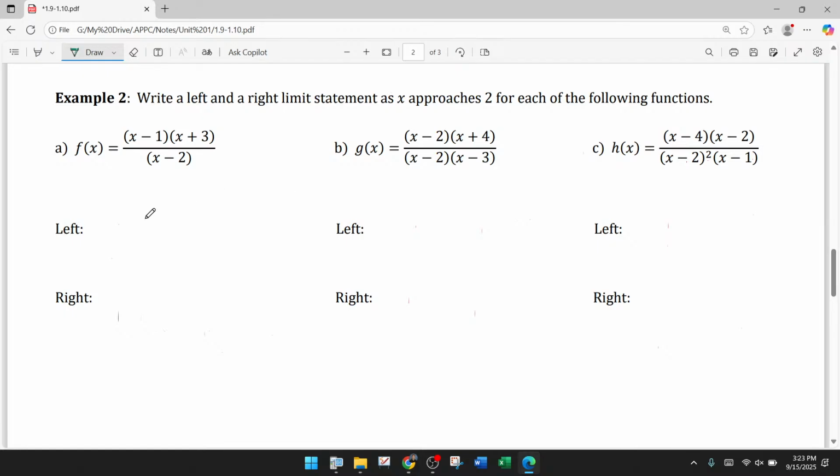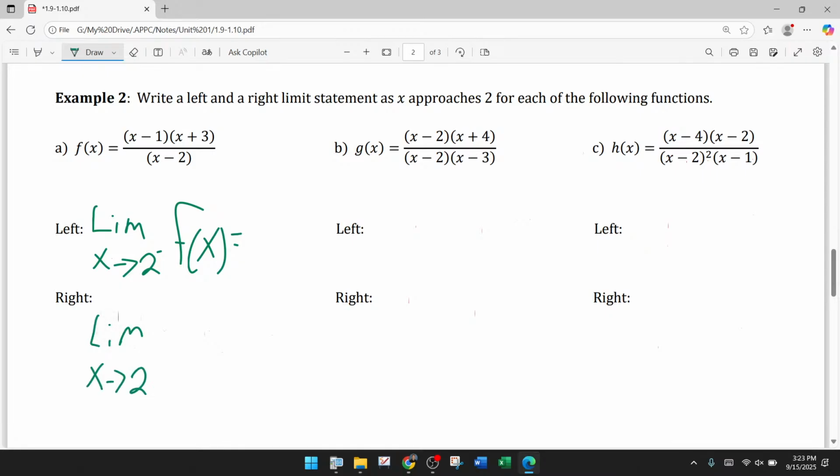And so I apologize for this, but I don't have a pencil. So I've got to use my finger. And this is going to be bad. But we'll go with it, okay? And then limit as x approaches 2 from the positive side of f of x. Hopefully this is not new to you.